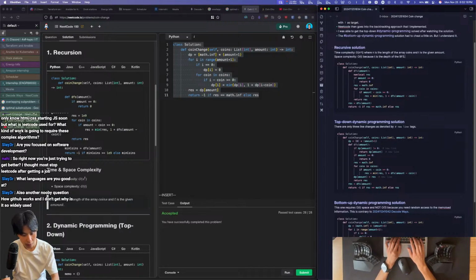BFS. Also, another newbie question: how does GitHub work? I don't get why it's so widely used. That's a good question, all right?